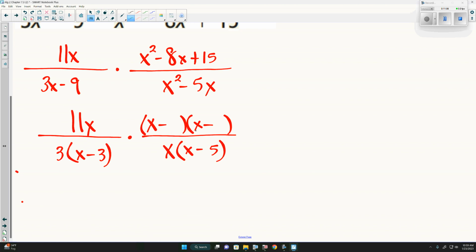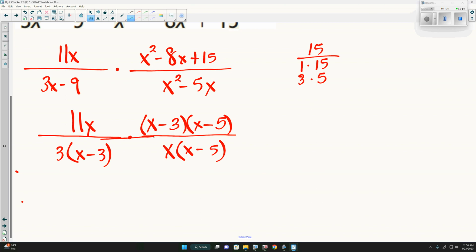Now we need to look at the factors of 15, which are 1 and 15, 3 and 5. So we hope it is 3 and 5, because if it is, we do have something in common on top and bottom. The x minus 3s would match up, the x minus 5s would match up. And if we did check this, we would indeed get negative 8x. Questions on this so far?